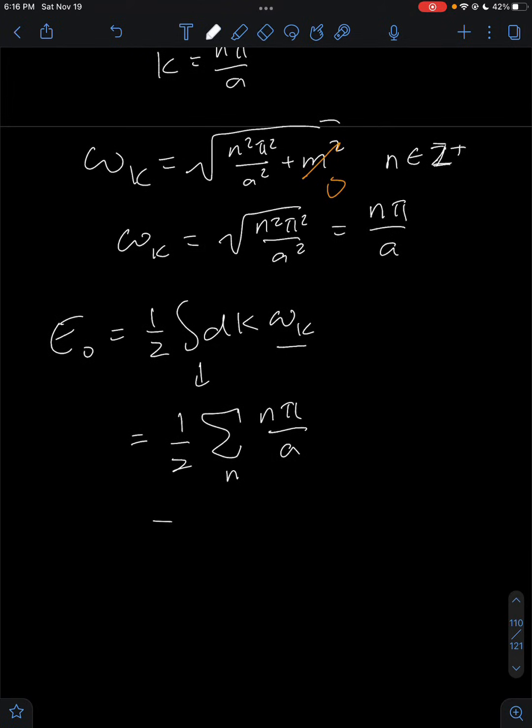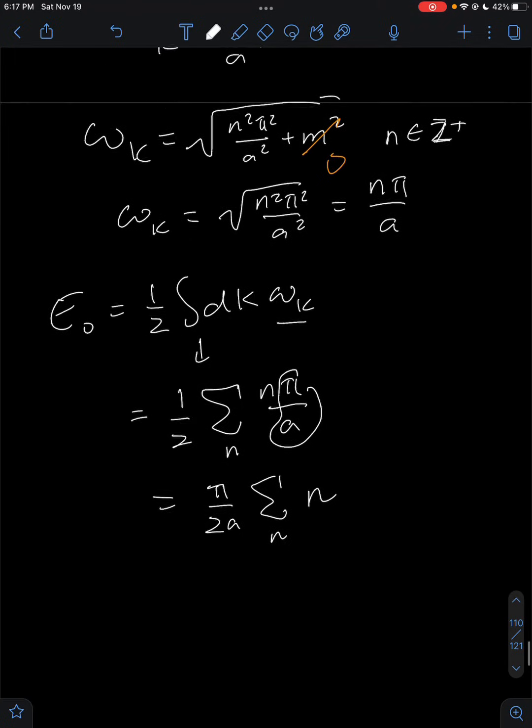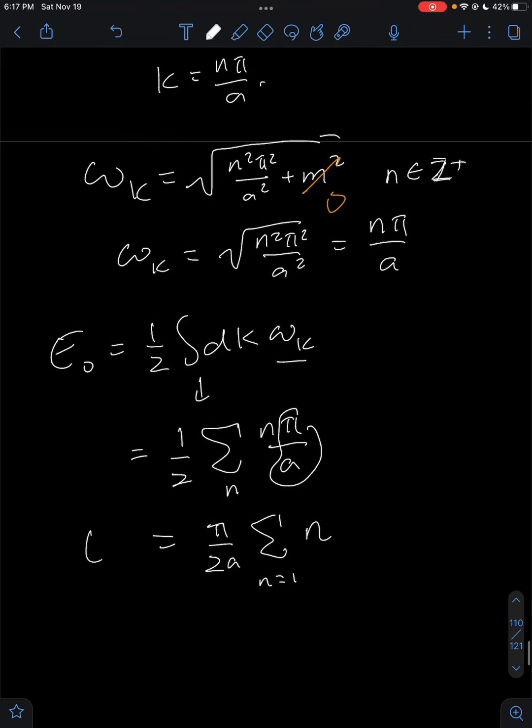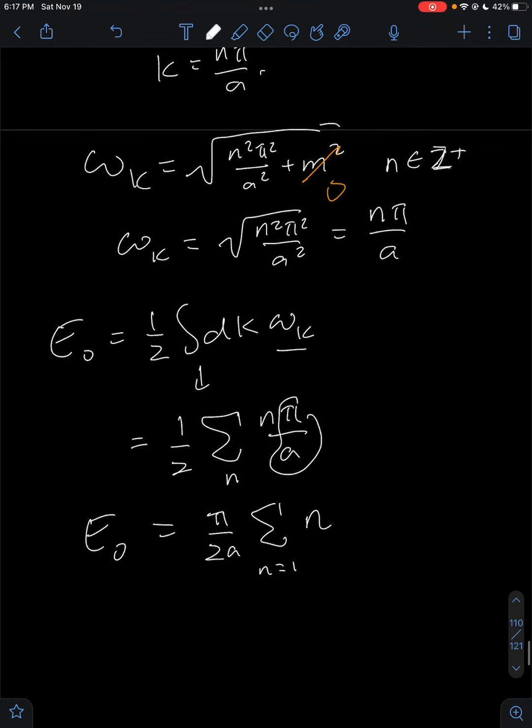So now we can just move the pi over a to the front, since that's just a constant. We have pi over 2a times the sum over n. Or we should really say the sum over n equals 1, since we start at 1. So that's what E naught is going to be. And this is the energy density inside of our plates, where the fields are quantized.